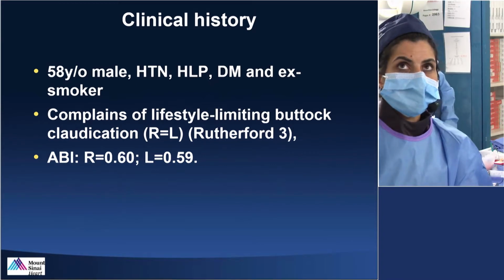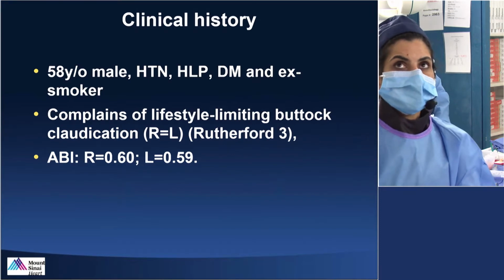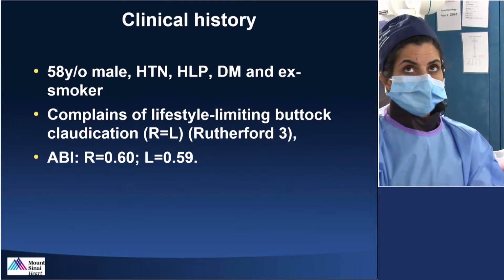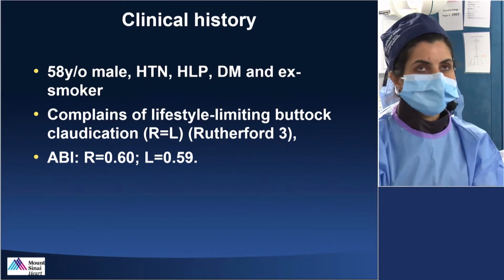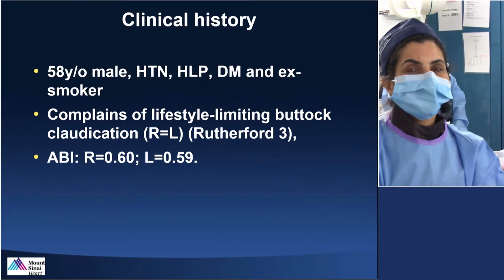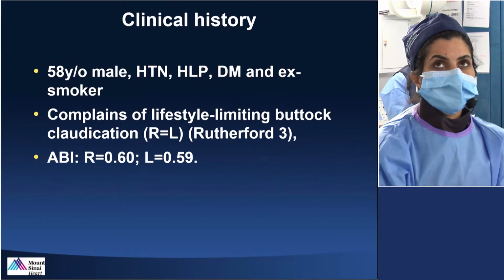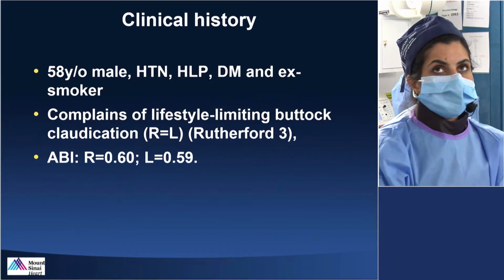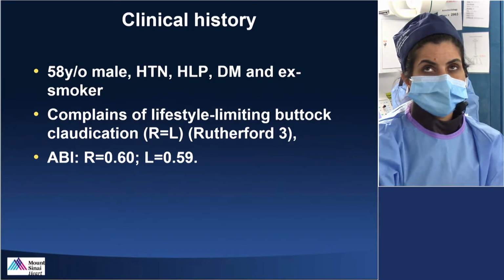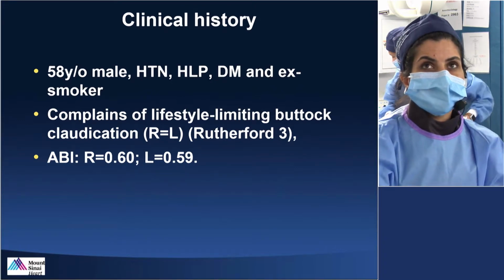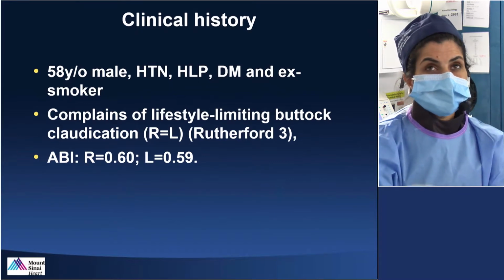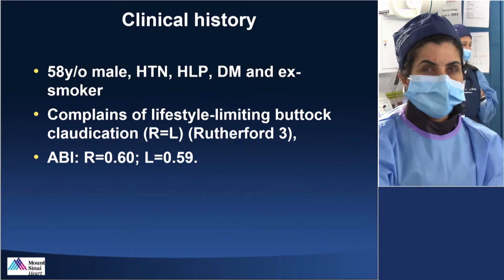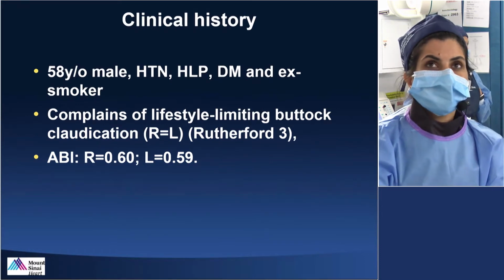So this is a 58-year-old gentleman with the usual risk factors: hypertension, hyperlipidemia, and he is an ex-smoker, but also a current smoker. He keeps going off and on. He has typical symptoms of lifestyle-limiting claudication, predominantly in his buttocks. They are bilaterally equal symptoms, and it's Rutherford class 3. These are actually his exercise ABIs. They are severely reduced on both sides. His resting ABIs were near normal.